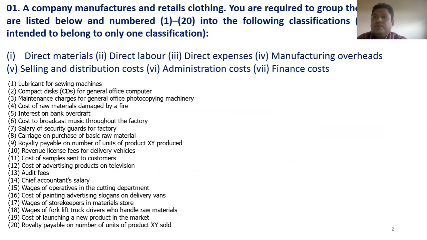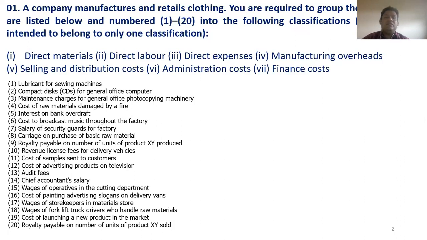You are required to group the cost items that are listed below and numbered 1 to 20. So from 1 to 20, you can see that the cost items are there into the following classification. You need to classify them. And there it says that each cost is intended to belong to only one classification.